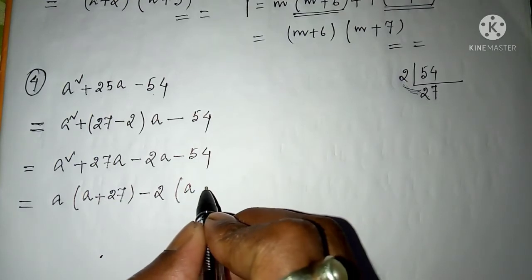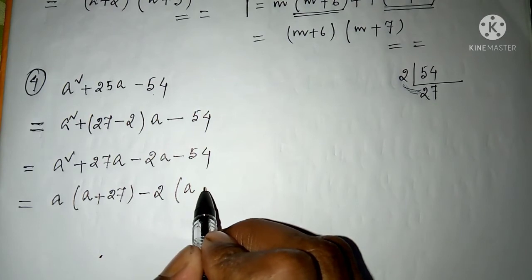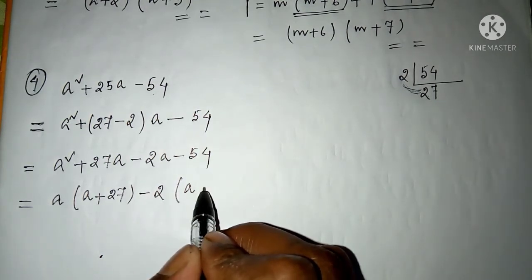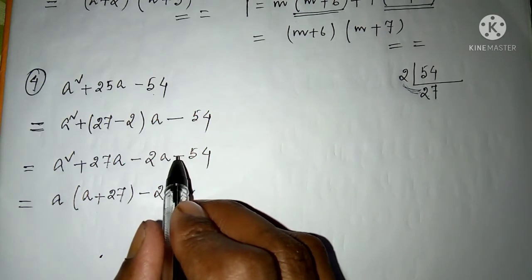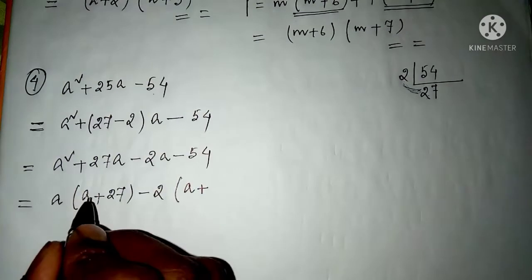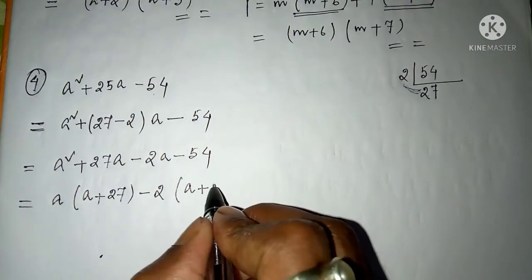Should I write minus here or plus? See, if I write minus here, then minus into minus will give me plus, but what I have here is minus. So can I write plus here? Then these two will also match, because this time it is plus. Then see here, 2 divides 54 how many times?